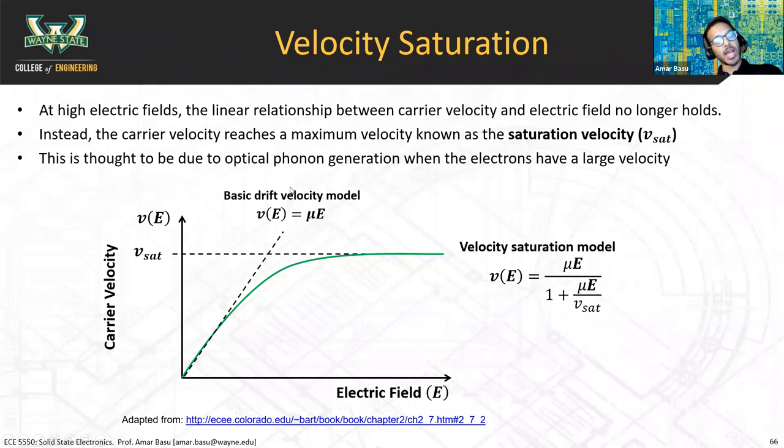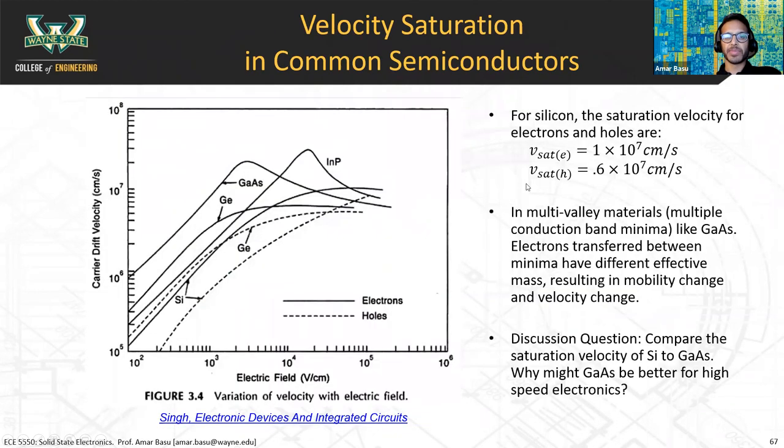And this velocity saturation happens due to something called optical phonon generation that we won't be going into in detail. But I do want you to know that this effect exists. And if you end up studying high-speed electronics, you'll definitely run into this. For the different materials, silicon, germanium, gallium arsenide, indium phosphide, this graph shows the velocity of the electrons and holes as a function of the electric field. So what you see here is that at low electric fields, the velocities go up, they're linear, they're proportional to the electric field. So velocity is equal to mu times the electric field like we talked about before.